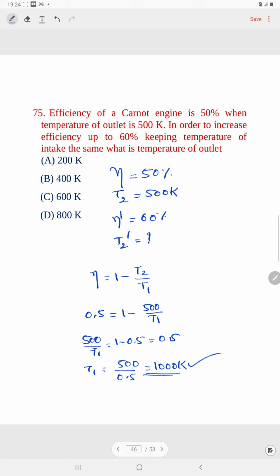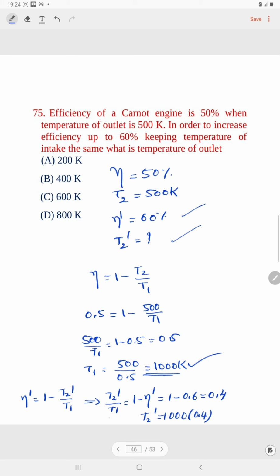Now I take the same intake temperature and efficiency as 60%. For that I have to find out the sink temperature, that is the outlet temperature. For that I am using the efficiency expression 1 minus T2 dash by T1. That means T2 dash by T1 is 1 minus efficiency dash. In the second case the efficiency is 60%, which is 0.6, so it becomes 0.4. I want T2 dash. T2 dash is 1000 times 0.4, because 1000 is T1. T1 into 0.4 becomes 400 Kelvin.